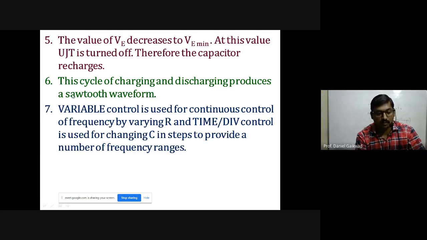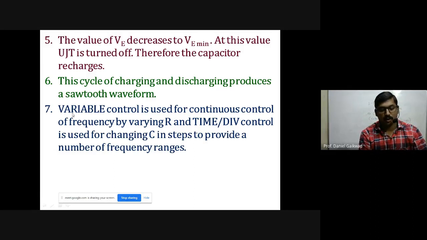This cycle of charging and discharging produces a sawtooth waveform. We have already given the information where we have taken this particular understanding, that the UJT acts as a sawtooth generator in 11th standard. Before this topic, go through the concept of the UJT and its use as a sawtooth generator. Then you will have a better and very easy understanding of these 2 lines.